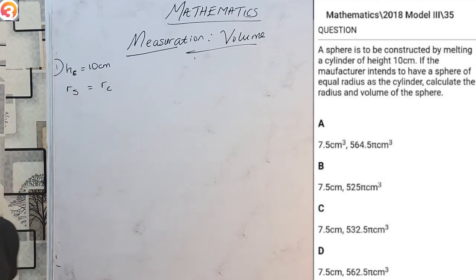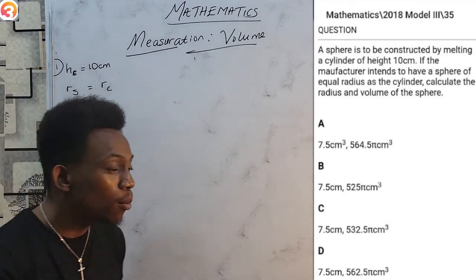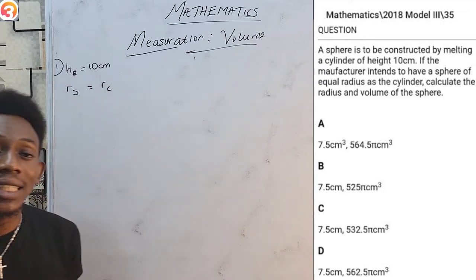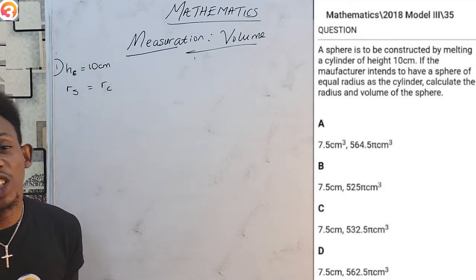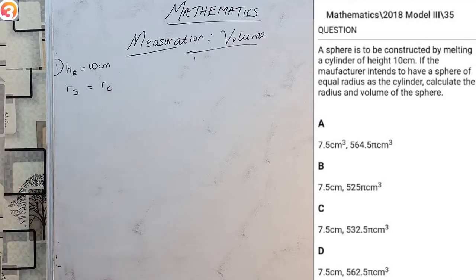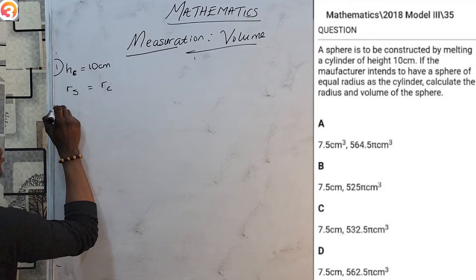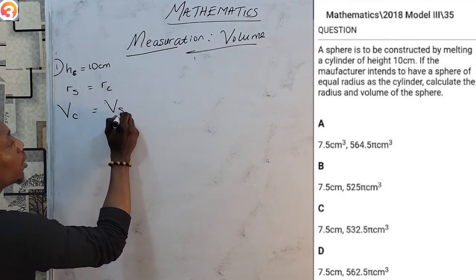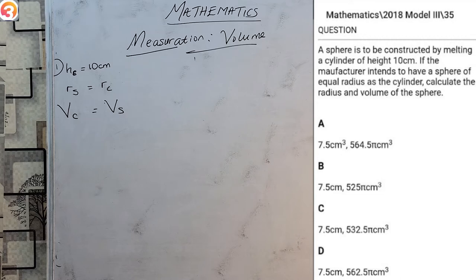That means its size should not be changing. If I melt a 10 liter bucket and I recast it into any shape I like, I should still be getting 10 liters of material, no matter what I cast it into, as long as I did not throw any part of it away. That must mean, quite simply, that the volume of the cylinder equals the volume of the sphere which was created.